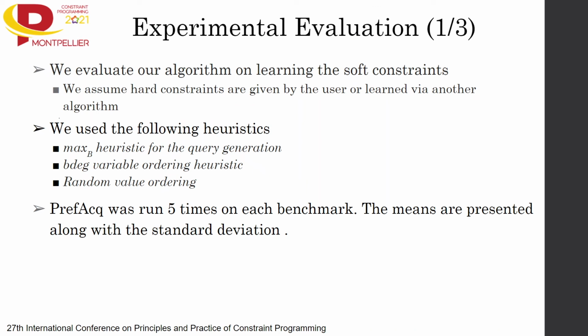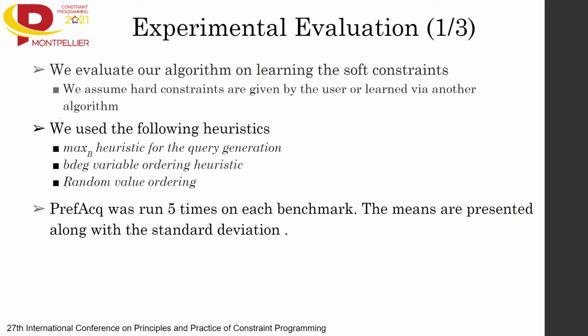Having presented our algorithm, let's now focus on our experimental evaluation. We considered only the learning of soft constraints of Max-CSPs, while the hard constraints, if they exist, are assumed to be either known or acquired via another constraint acquisition system. As we use some randomness, for example in the value ordering heuristic, we run PrefAQ 5 times, and then we present the average and standard deviation.